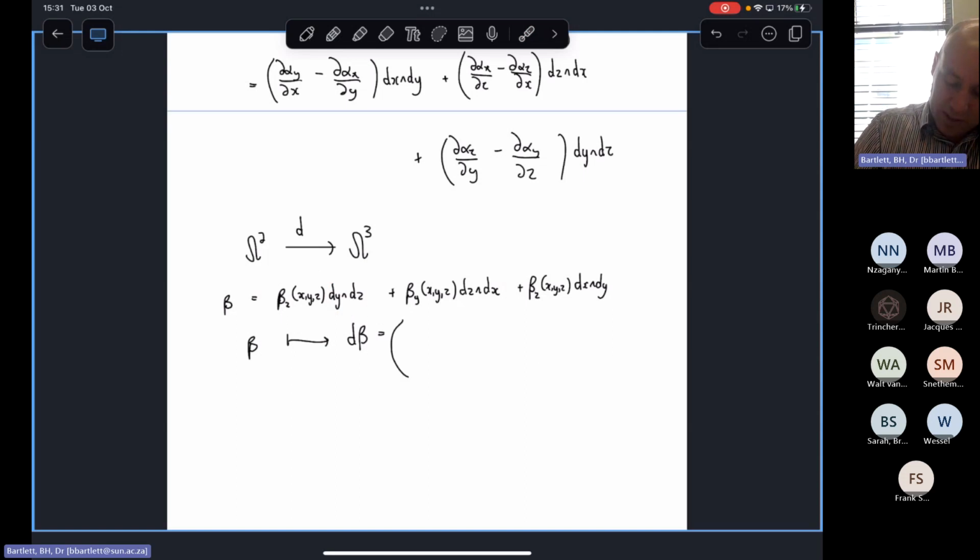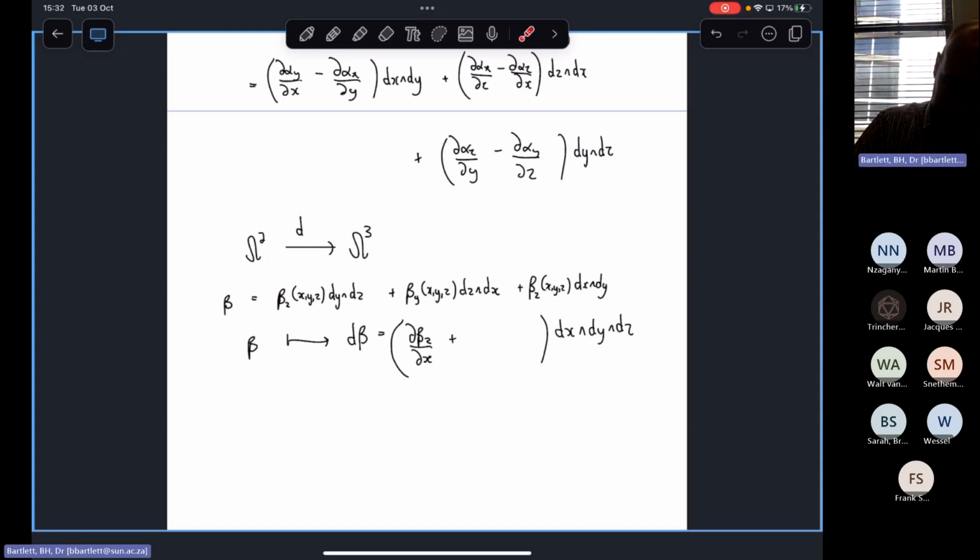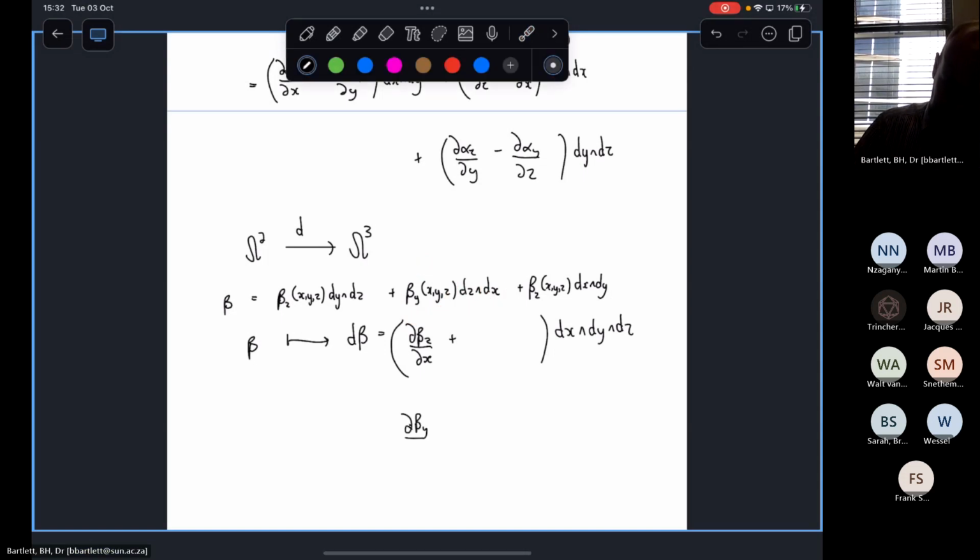So you'll agree with me that at the end of the day, I'm going to get 3 contributions. From this term here, I'm going to get a single contribution, which is going to be this. From this term here, the only contribution is when I'm differentiating this with respect to y, because then I'm going to get a dy wedge dz wedge dx. Right? So then I'm going to get this thing here.